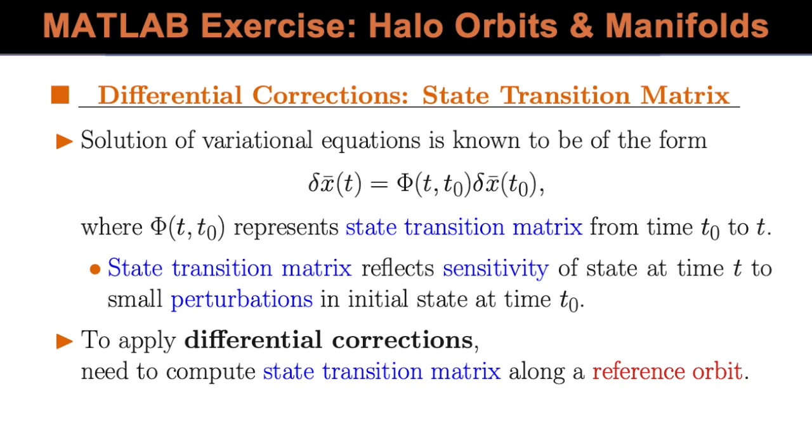We'll be using solutions of the variational equations along a reference trajectory, which in this case won't be periodic, because if it was periodic, it would be done. So we start with some initial condition that's a good guess, and then we calculate the state transition matrix. From the state transition matrix, we can make adjustments to our initial condition. Remember, the state transition matrix reflects the sensitivity of the state at some later time to perturbations at some initial time. So if I wiggle, say, the initial x velocity, will that affect the final state?